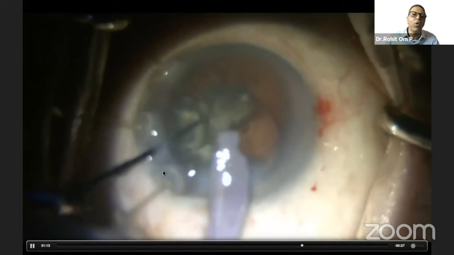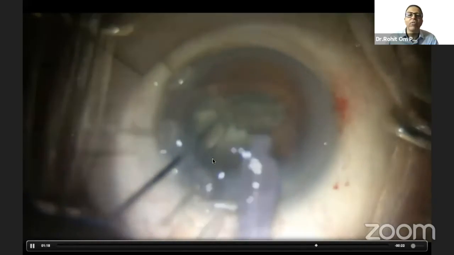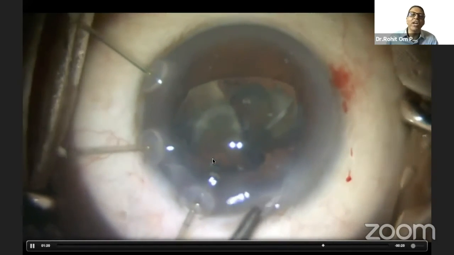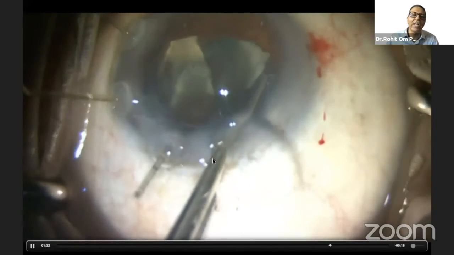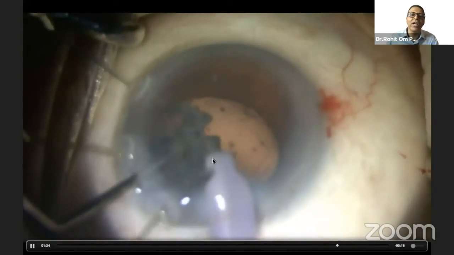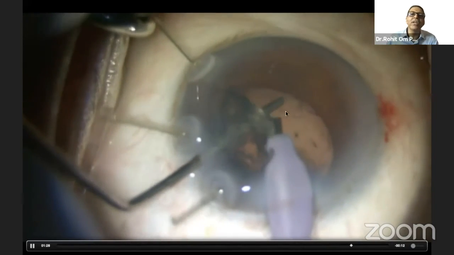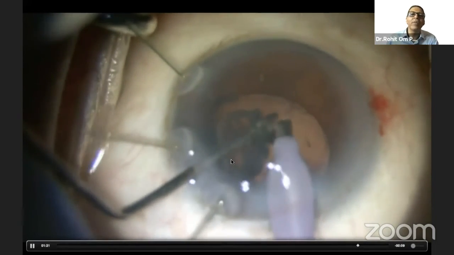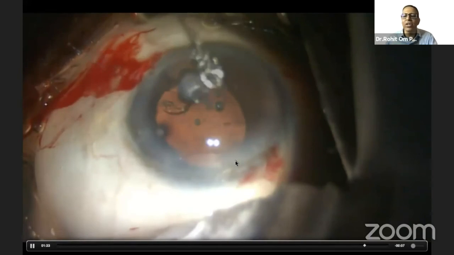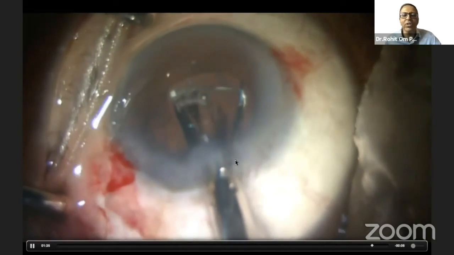You will find how diligently I'm using the nuclear fragments to my advantage. So now the CTR is coming later on, in the later stage. And once the CTR is there, I'm using the hook, placing it posteriorly so that the capsule doesn't come. And now the back fixation is being done.